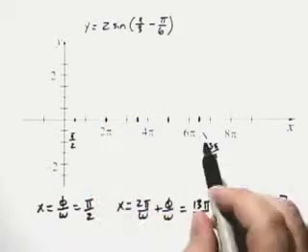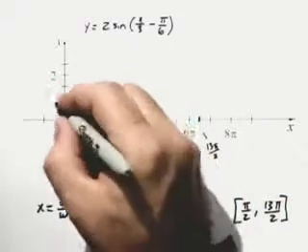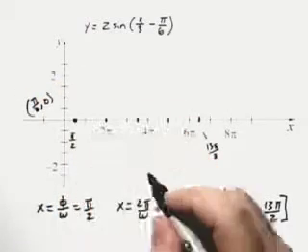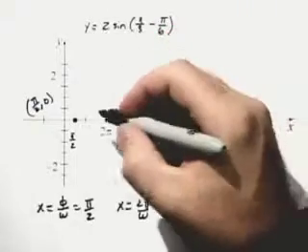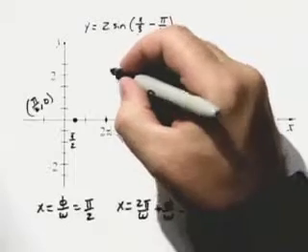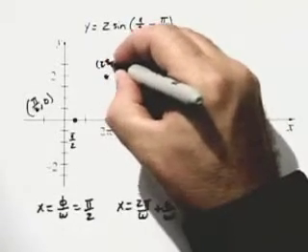We'll have 5 key points for our graph. The first point is our initial point, pi over 2, 0. So we started our period at pi over 2. The next point will be at 2 pi. This is where we'll reach our maximum value. So we have the point 2 pi, 2.